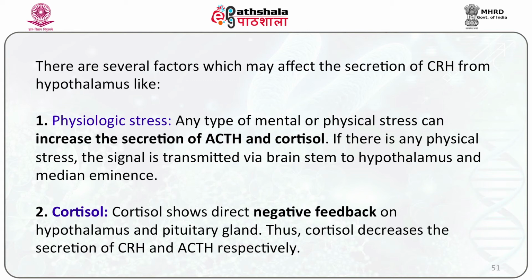If there is any physical stress, the signal is transmitted via brain stem to hypothalamus and median eminence. Then CRH is secreted into the portal system in median eminence, which ultimately results in the secretion of cortisol in the blood. Similarly, if there is any mental stress, the signal is transmitted through limbic system, especially amygdala and hippocampus, which then transmit the signal to hypothalamus.